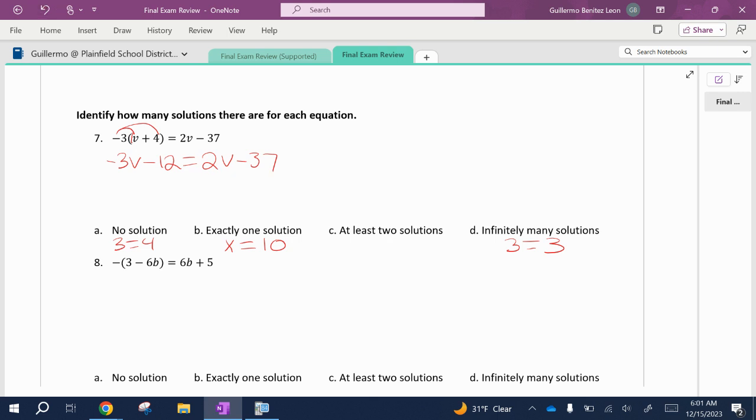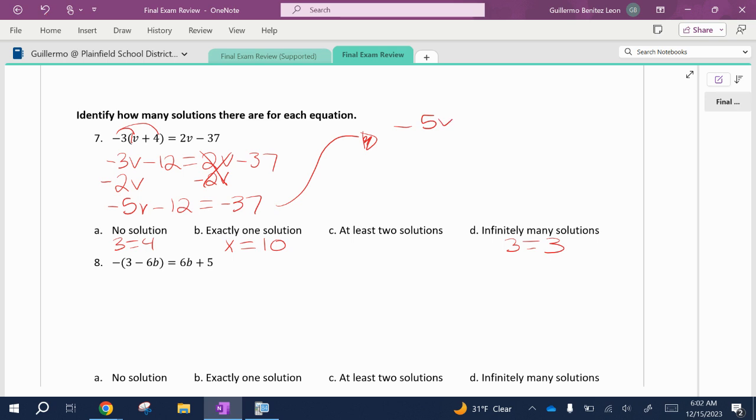The next step is to move the variables to one side. That means this positive 2b right here, we always try to move the one on the right. I want to move it to the left. Since it's positive, I'm going to subtract it. What I do on one side, I do to the other. Negative 3 minus 2 is negative 5v minus 12 equals negative 37. Notice now it's just a general two-step equation. We've solved many of these.